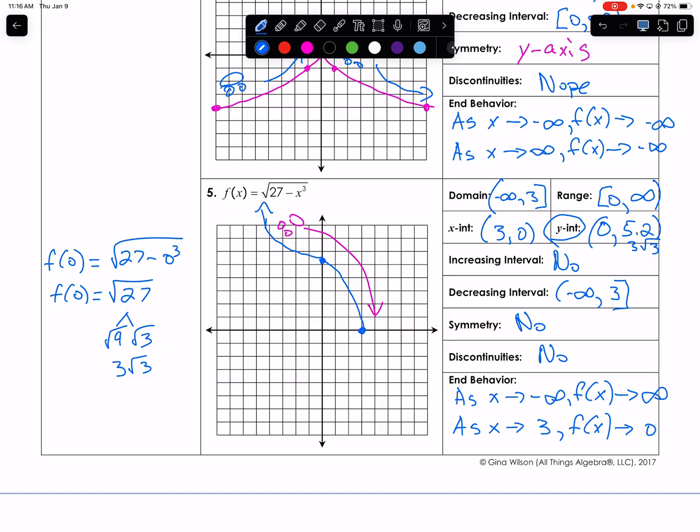This would be 3 root 3 is the exact answer. And the other one we rounded, so it's not exact. Okay? So you just have to be ready for that in case you see it somewhere in the future. Like where they get 3 root 3, that's how they got 3 root 3, just plugging in 0 for x.